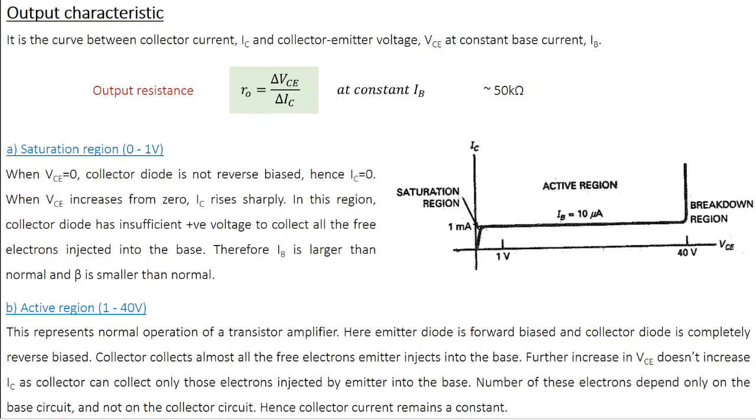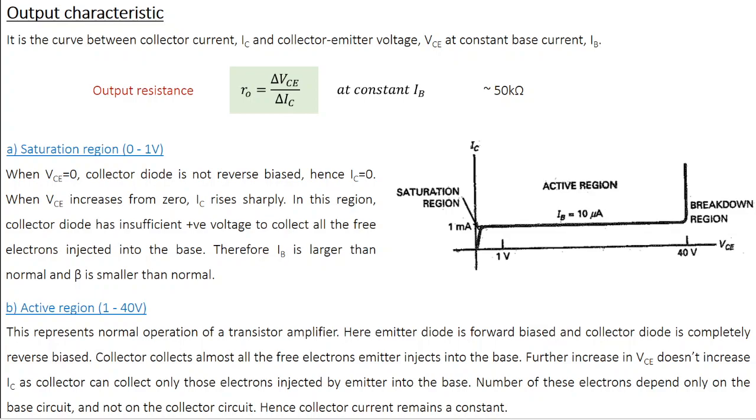Now when VCE increases from 0, slowly the reverse bias increases. As a result, the collector current also increases, right? But in this region, the collector diode is not completely reverse bias. Since the collector diode has insufficient positive voltage to collect all the free electrons injected into the base, what happens is, we know that IE equals IB plus IC.